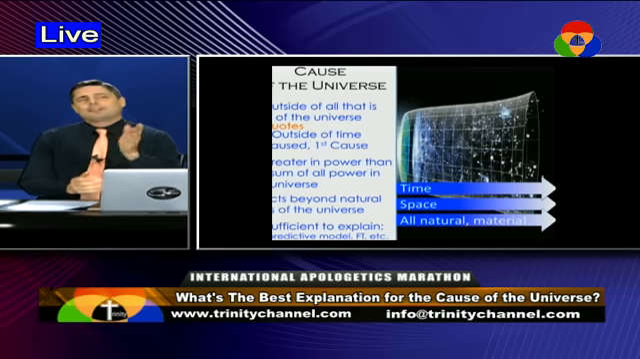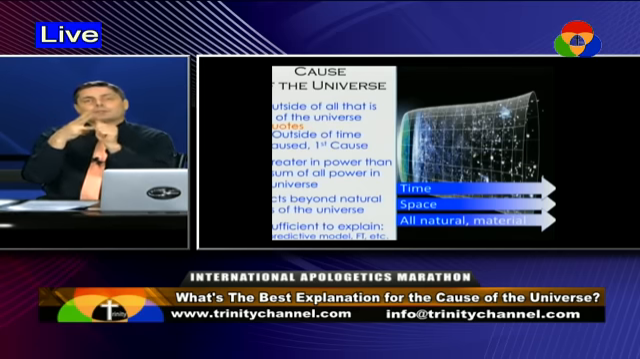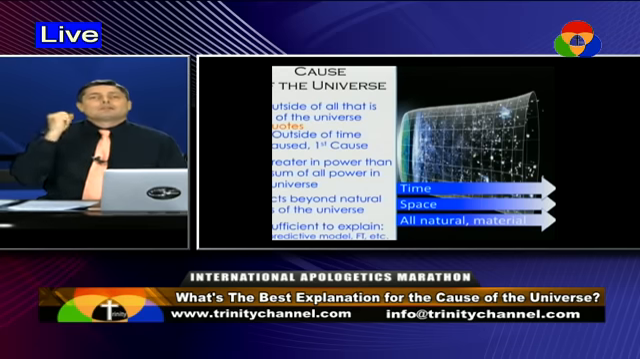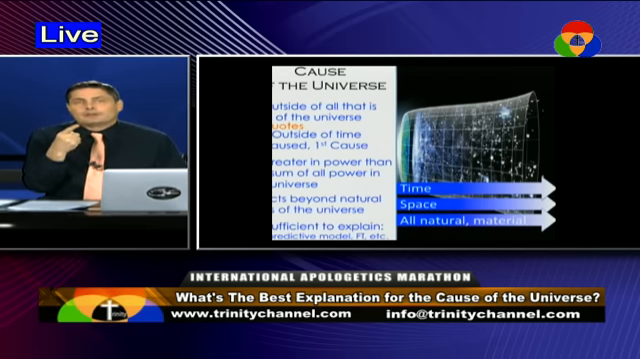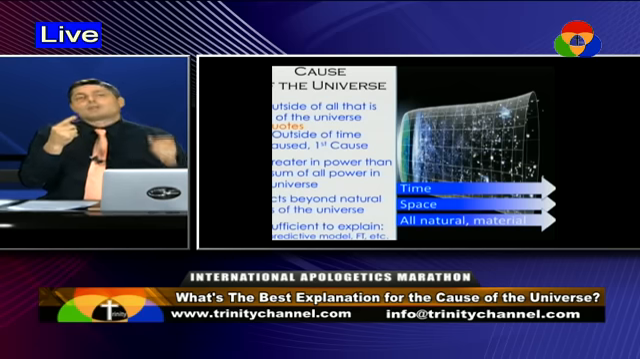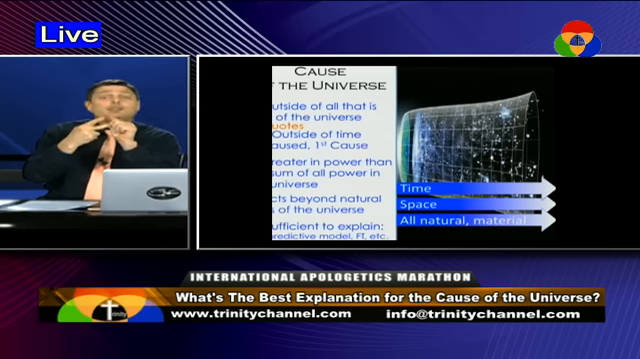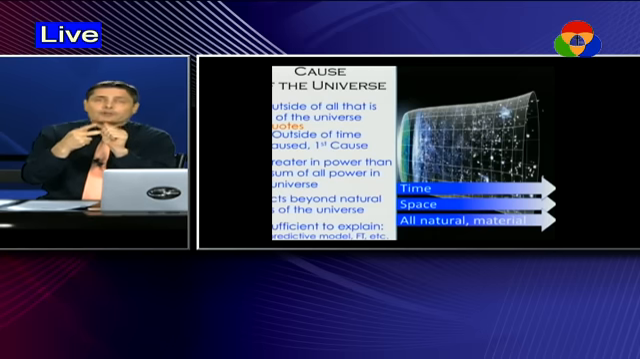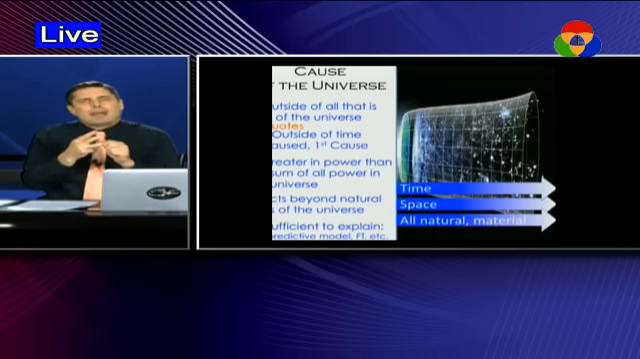Now, look at those properties. Outside of all nature, outside of time, more powerful than all the power in the universe. When you're outside of all of nature, that's supernatural. When you're not subject to time and you can be an uncaused first cause, that's eternal. Greater power than the entire universe put together, to me that fits nicely with almighty. And acting outside of natural laws, miracle working. A supernatural, eternal, miracle-working, almighty cause. What does that sound like to you?